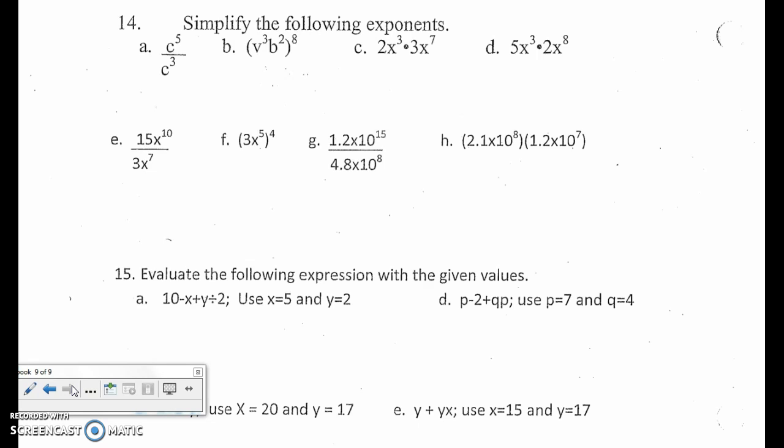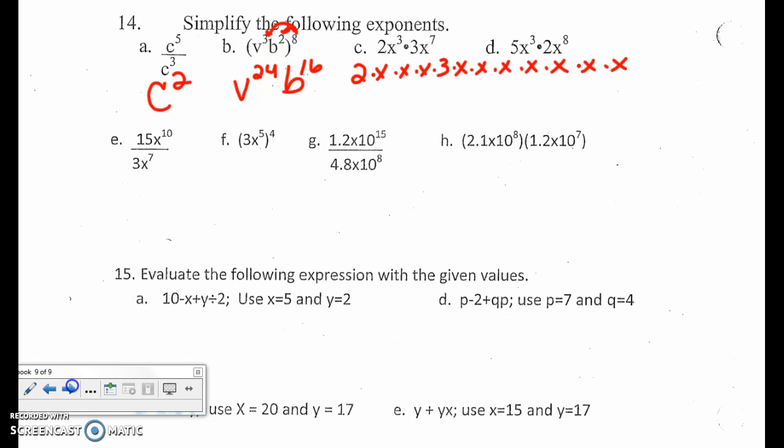Exponents should be kind of a review for us, so I'm going to go through them quickly. When we divide, we subtract, so 5 minus 3, we get 2. For B, we have the power property, so B to the 24th, B to the 16th. For C, if you want, you can write it all out in expanded form and then add up all your x's. So we get 6 because 3 times 2, and then x to the 10th because we have 10 x's. Same for D.